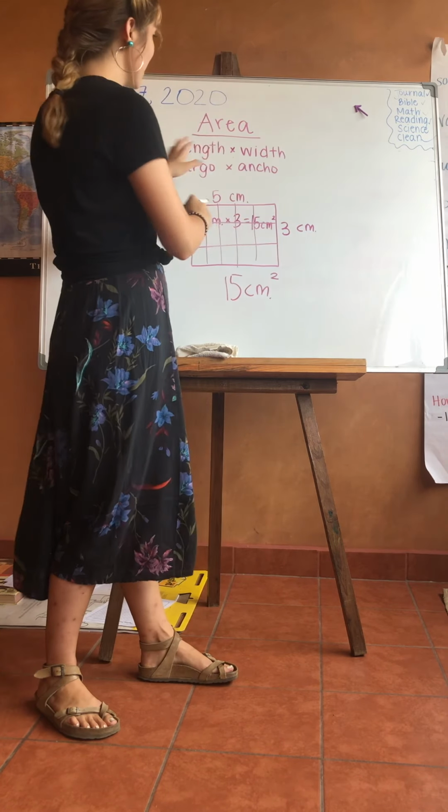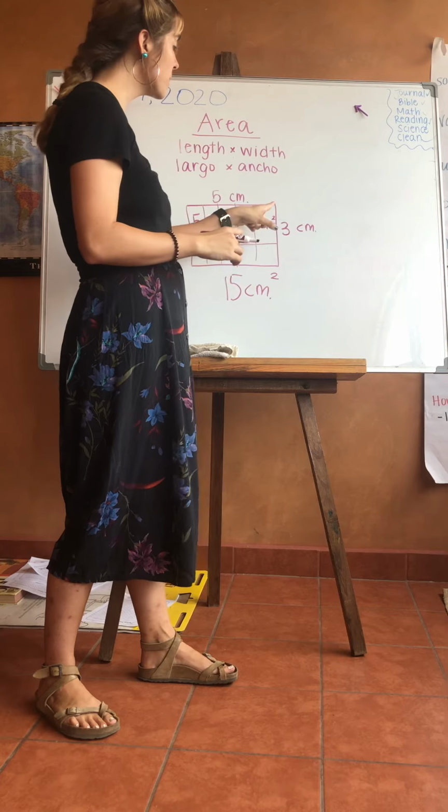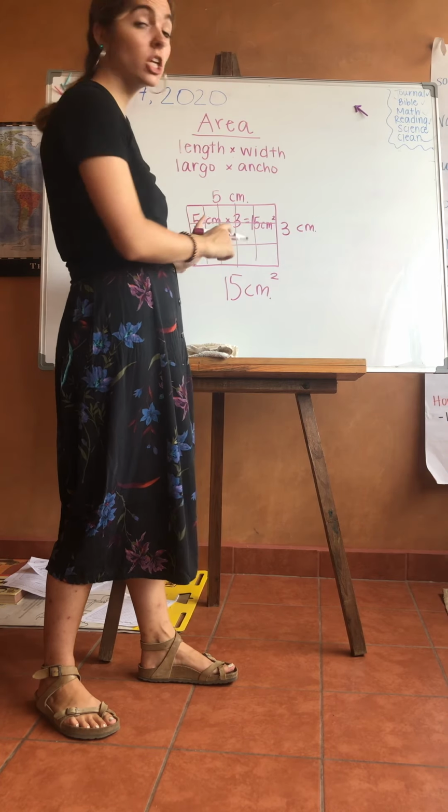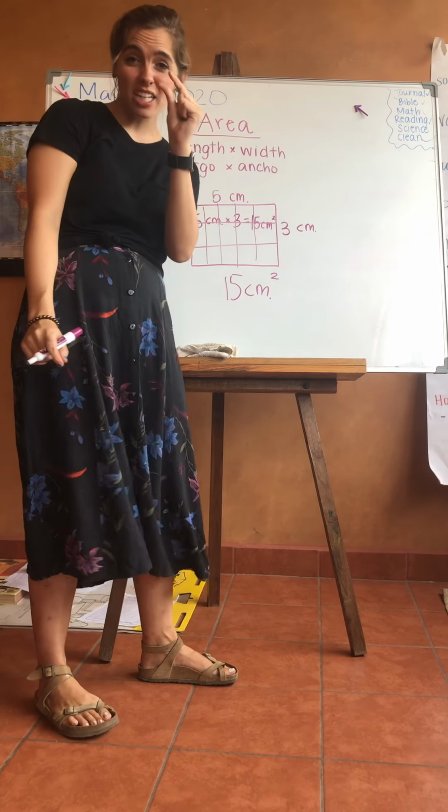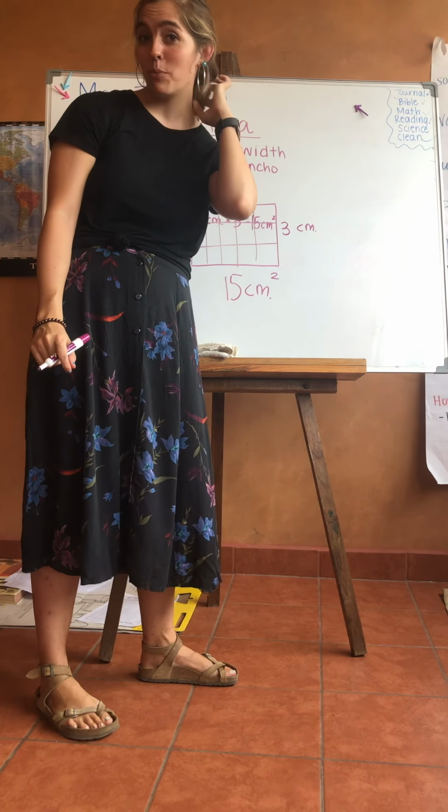So area is length times width, and all you have to do is multiply. I want you to show your work and then mark your answer with the square. The little tiny 2 goes in the corner, and that's super important.